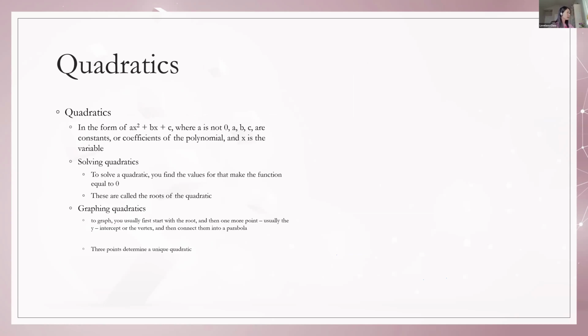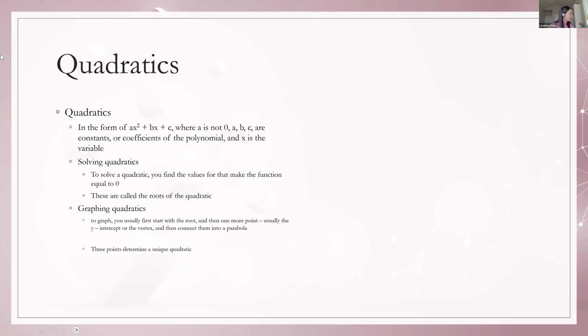So for quadratics specifically, they're in the form of ax squared plus bx plus c, where a is not 0. This is important because if a is 0, then it's just a line, right? It's just a linear equation. And then a, b, c are constants and x is the variable. So there's usually just one variable.